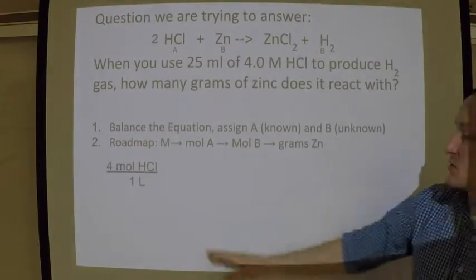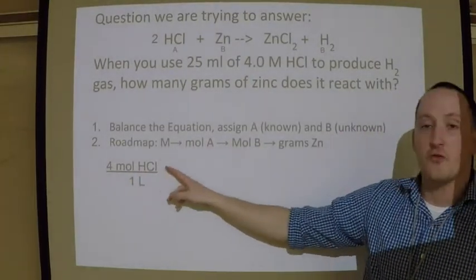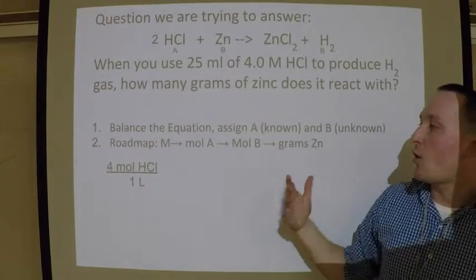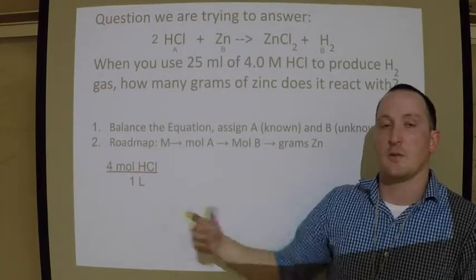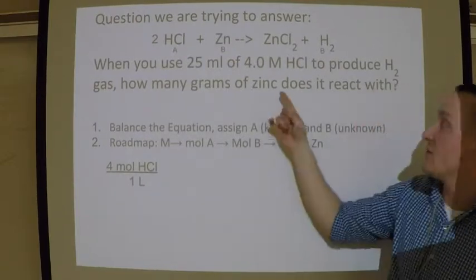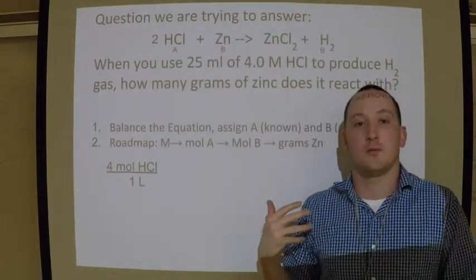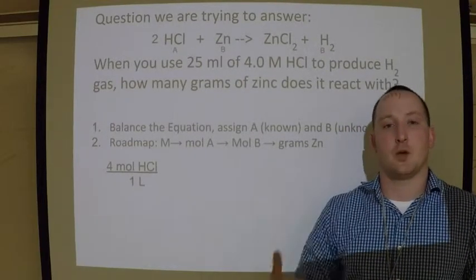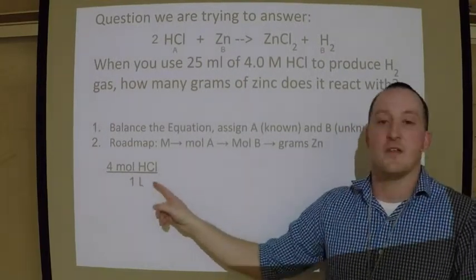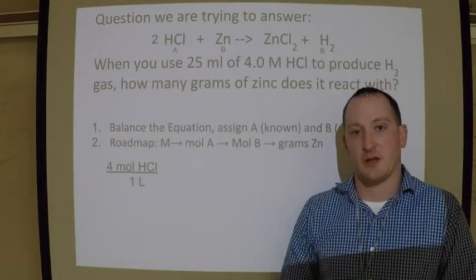Okay, so I'm starting with my molarity of HCl. Now, you might be wondering, why did you write it like that? Why did you write 4 moles of HCl for every 1 liter? It's because that's what molarity means. 4.0 molar HCl means I have 4 moles of HCl for every 1 liter of solution. I'm writing it like this so I can show you how the units cancel out.